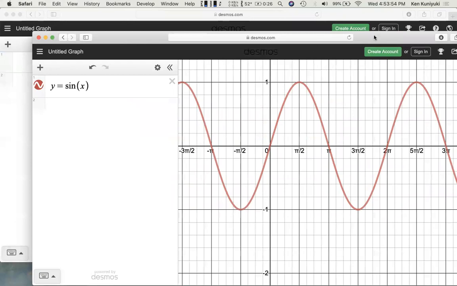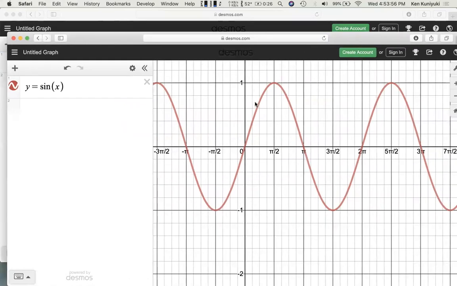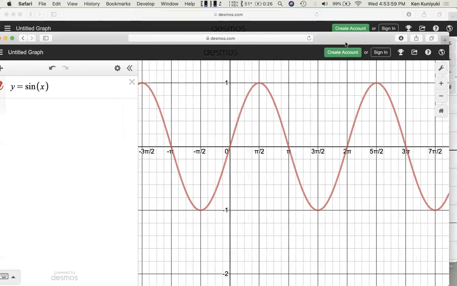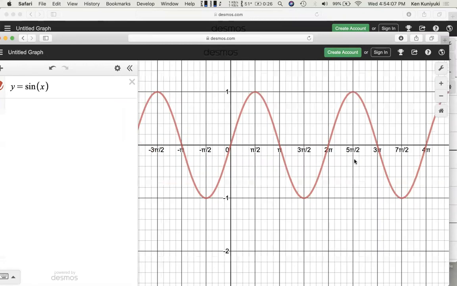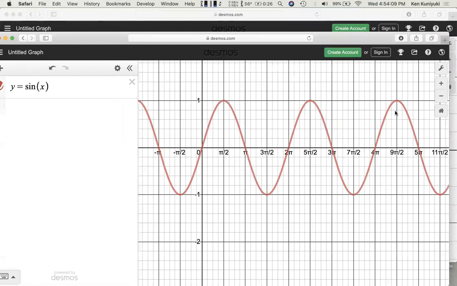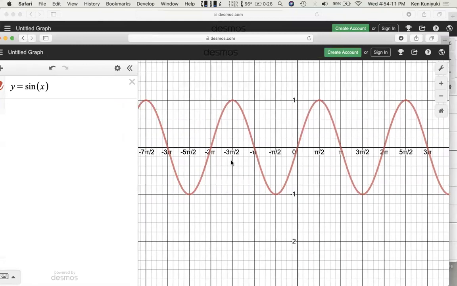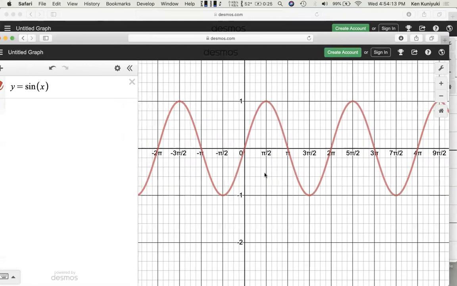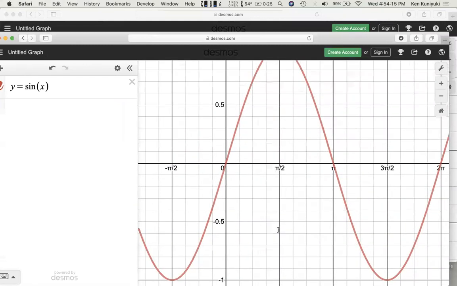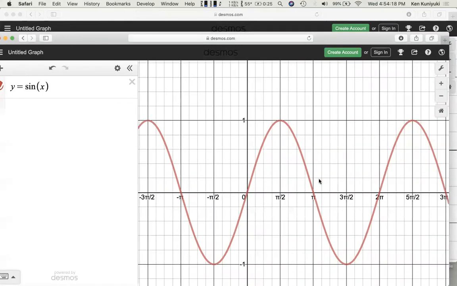All right, y equals sine of x. We want to know for what angles will the sine value be 1? Well, sine of pi over 2 is 1, but also sine of 5 pi over 2 is 1, sine of 9 pi over 2 is 1, sine of -3 pi over 2 is 1. There are infinitely many angles whose sine value is 1.